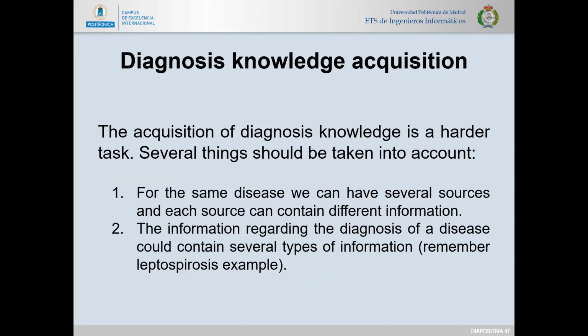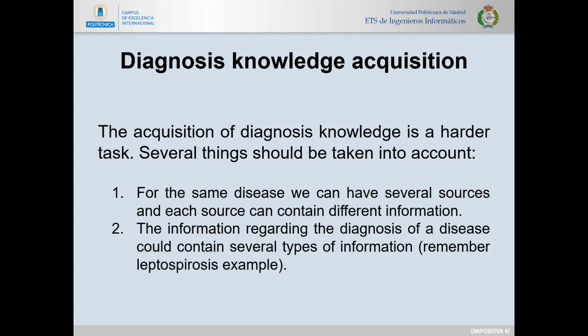Why? There are several things that we need to consider. For the same disease, we can have several sources, and each source can contain different information. How can this be possible? Well, I already answered this question partially a few minutes before. Imagine that we go to WebMD to get information about influenza. We get, okay, we have this and this symptom. And we go to the World Health Organization, that Ostap mentioned, and they say, okay, we have this and this symptom. For example, imagine that there is no perfect matching among them.